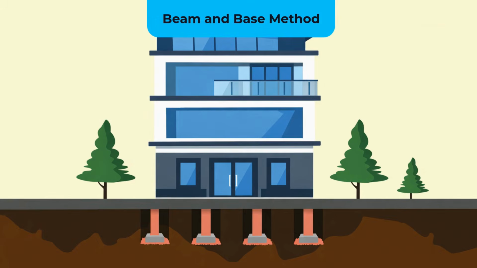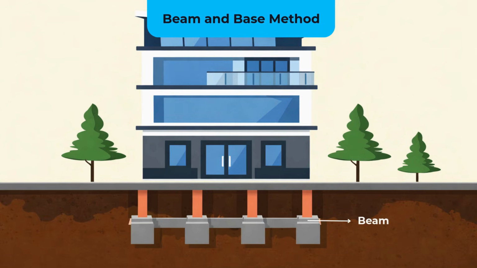Beam and base method. In this method, a reinforced concrete beam is constructed beneath the existing foundation. This beam transfers the structural load to mass concrete bases placed at intervals. If these bases rest on strong soil, the building load gets safely redistributed.